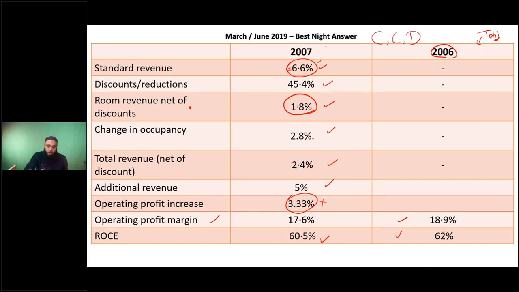The gross revenue increased by 6.6%. And the net revenue after the discount, that doesn't include food and drink, increased by just 1.8%. Can you see the difference? It's a huge difference. Your gross revenue increased by 6.6% and your revenue net of discount increased by 1.8%.